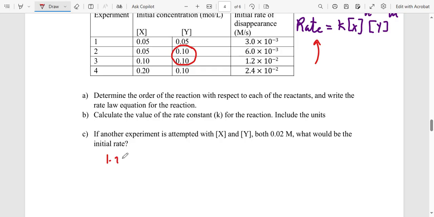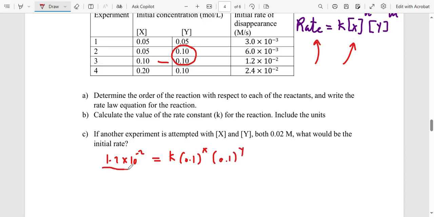the rate is 1.2 times 10 to the power negative 2. That is going to be equal to K. I'm just copying this one. And then X: the initial concentration for X is 0.1, and that will be raised to the power N. And then for Y, the initial concentration is also 0.1, and that will be raised to the power M.